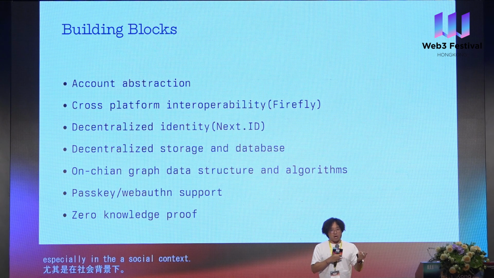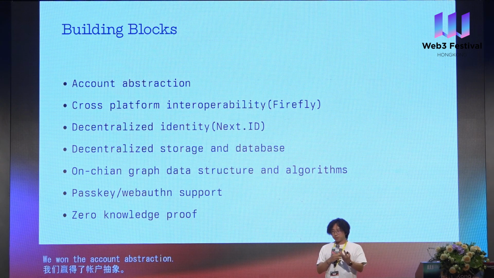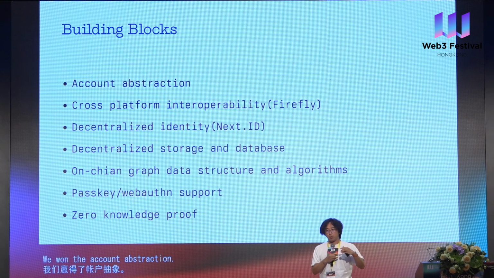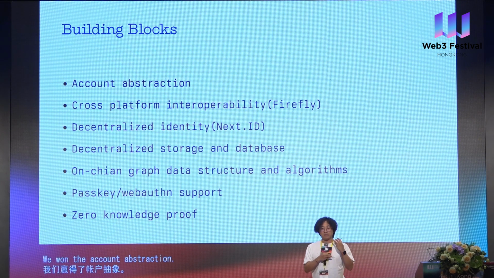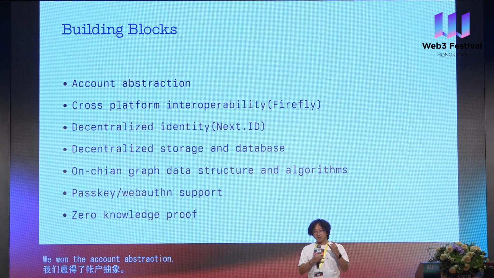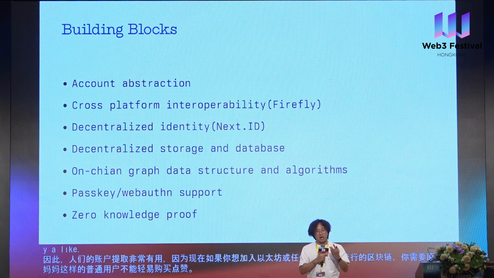We want account abstraction. It is super useful because for now, if you want to onboard to Ethereum or any popular blockchains, you need native tokens. But normal users, like my mom, cannot easily buy a native token on some chains, so she can never easily experience this new world.